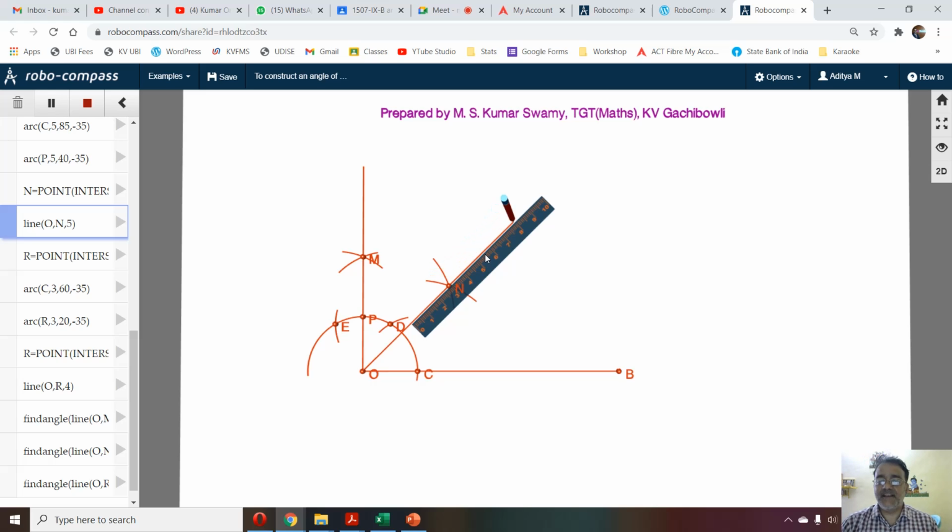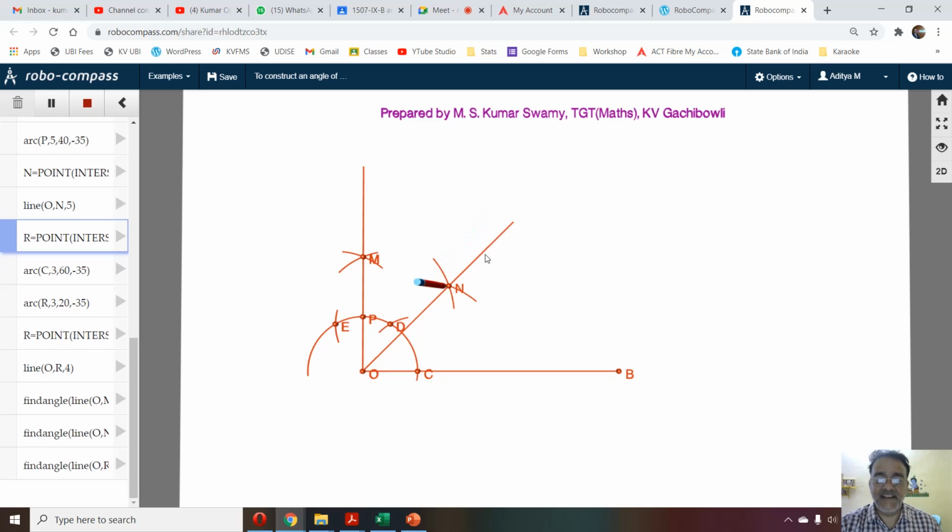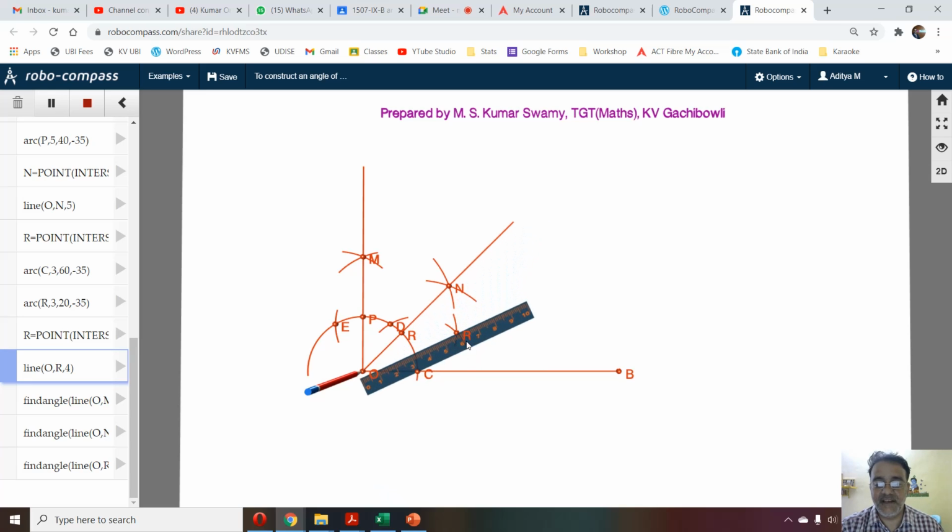Now we have to draw the angle bisector of this 45 degrees again to get 22 and a half. So let this point be R. Again with centers R and C we have to draw two arcs on the same side such that the radius should be more than half of RC. And now both will intersect at a point, you can take S. Okay, this is point S actually, you can replace it by S. By mistake I took the same R.